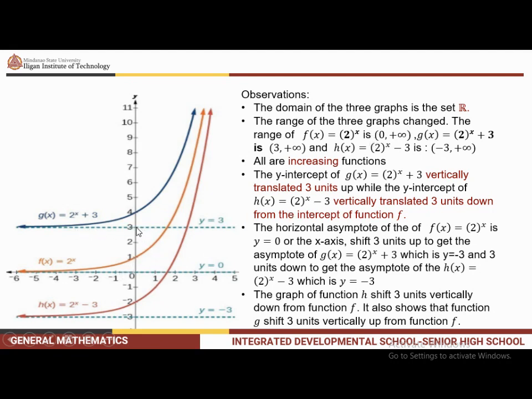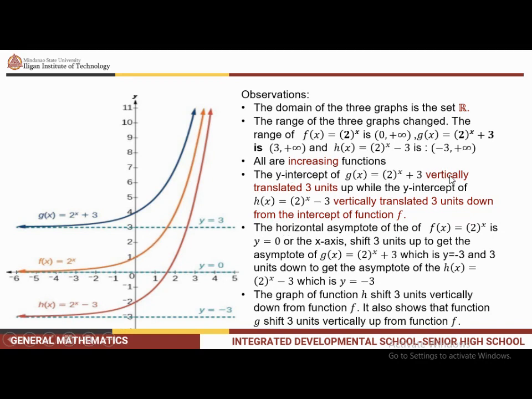Here, it starts from 3 to positive infinity. This one starts from 0 to positive infinity. This one is from negative 3 to positive infinity. So we can easily observe it based on the d that is added or subtracted here. Okay, then for the behavior of the graph, we notice that all of them are increasing functions.